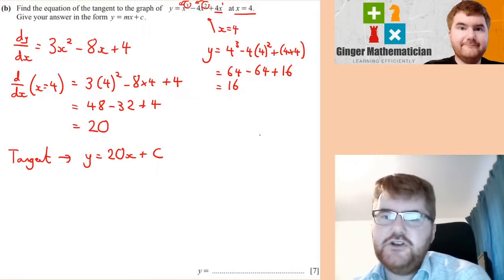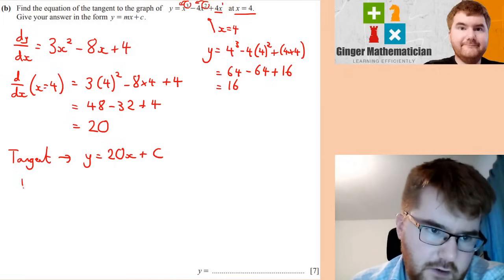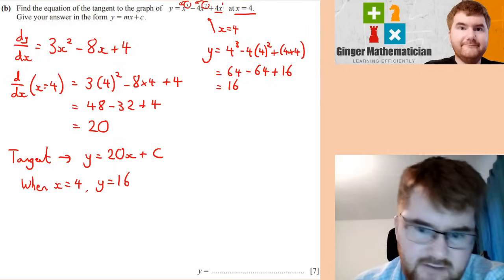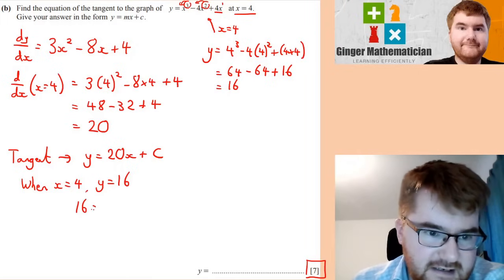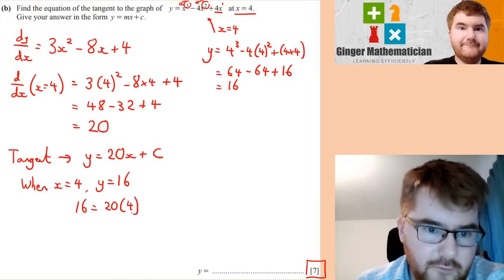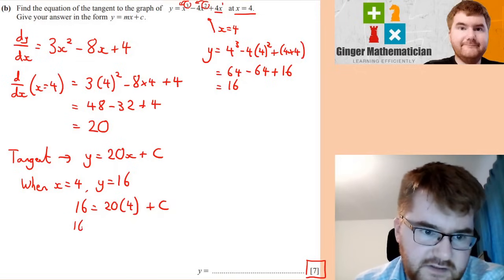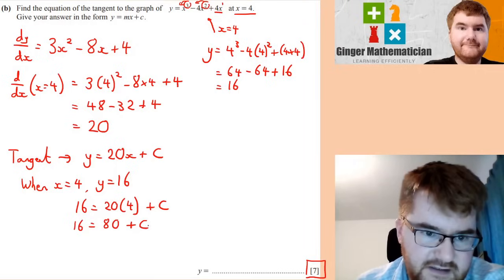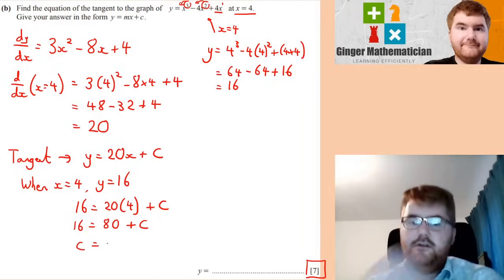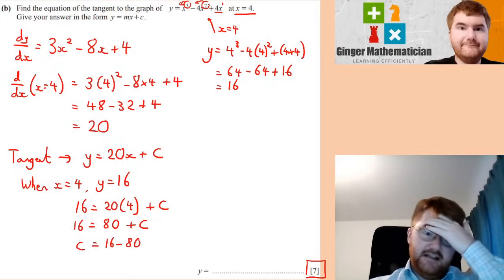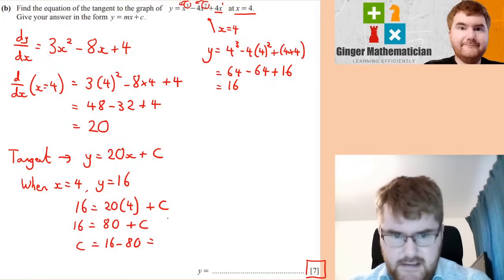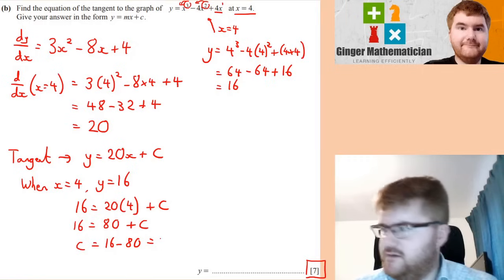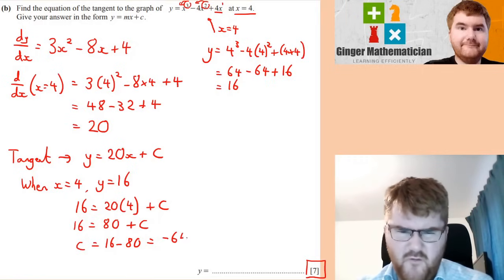And now we have enough information to work out c. So when x is equal to 4, y is equal to 16. You can see why this is a 7-mark question. A lot of work involved. So we've got 16 equals 20 lots of 4 plus c. So 16 is equal to 80 plus c, and then c is equal to 16 minus 80. This is really where you don't want to make a silly mistake, by the way. So 16 minus 80 is equal to minus 64.